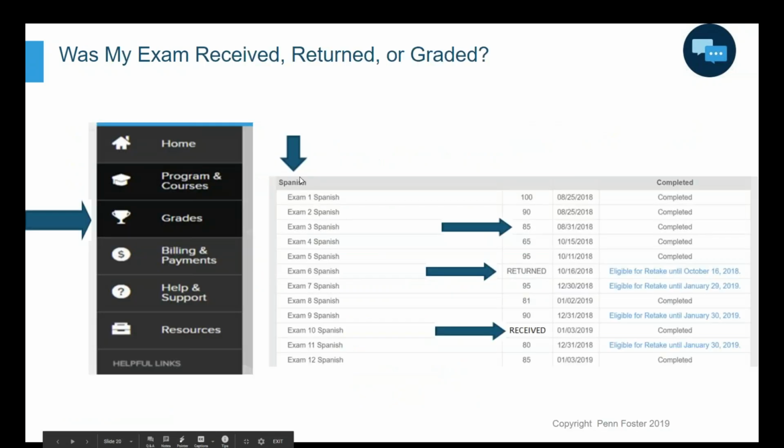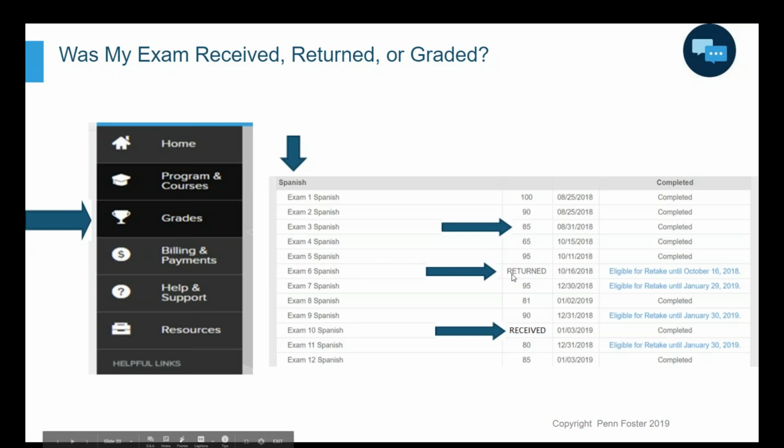So next, to check on the status of your exam, where we are with the grading process, you can always consult the grades page on your student portal. And we want to show you a couple of options you'll see and what they mean. So looking at the Spanish course here, we see the first thing, exam 3, has a numerical score of 85. So all the exams are graded on a 100-point scale.